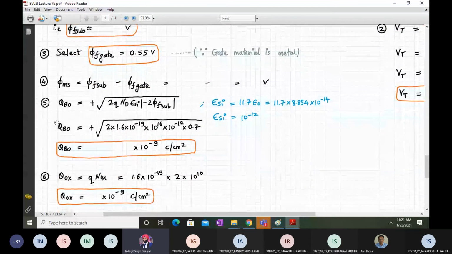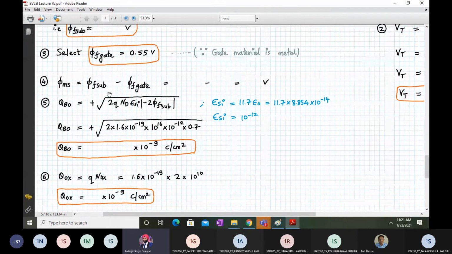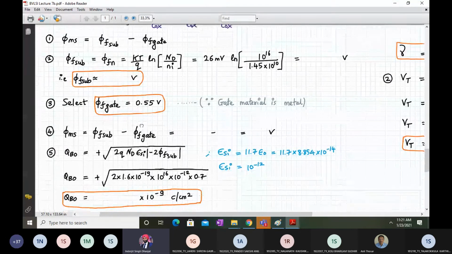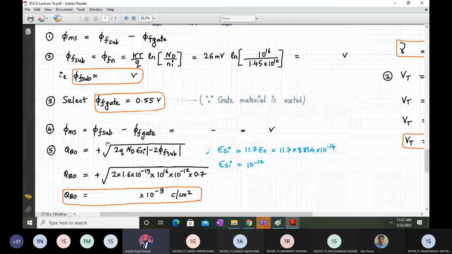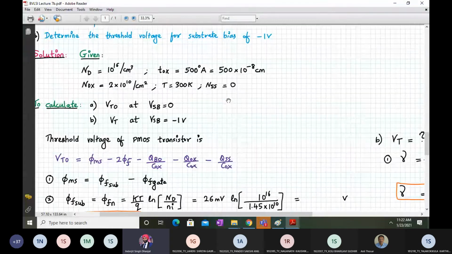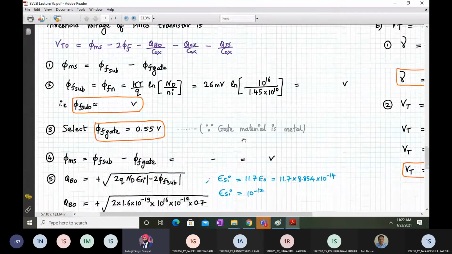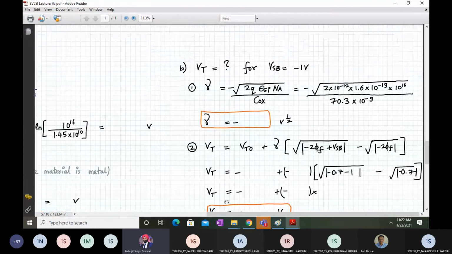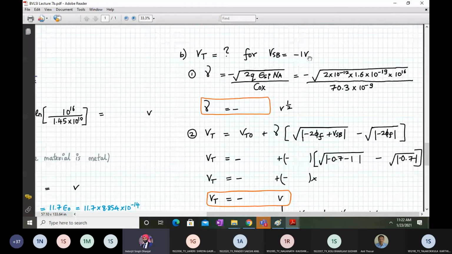The QBO formula for an NMOS was minus. Here it will be plus: square root of 2 q Nd epsilon Si mod of 2 phi f substrate. So only these two changes are there: instead of phi fp you have phi fn, and instead of the QBO formula being negative, it will be positive and with Nd. I recommend you all solve this on similar lines and calculate the value of VTO, which will be negative. Once you get VTO, you can then calculate the value of VT for a substrate bias of -1 volt.